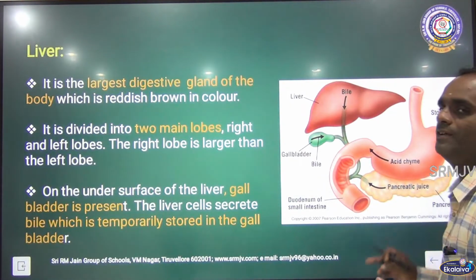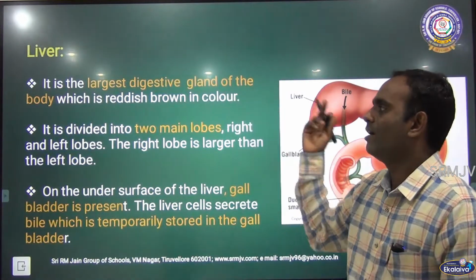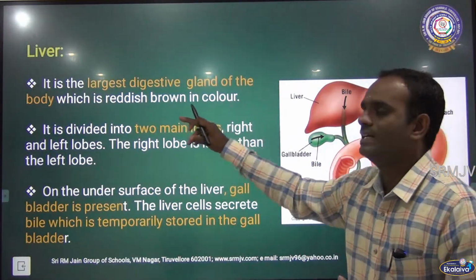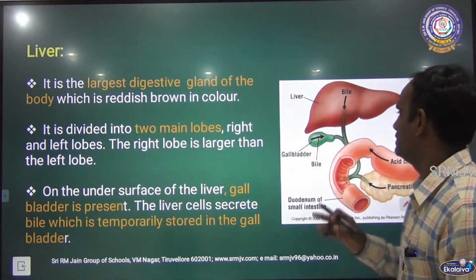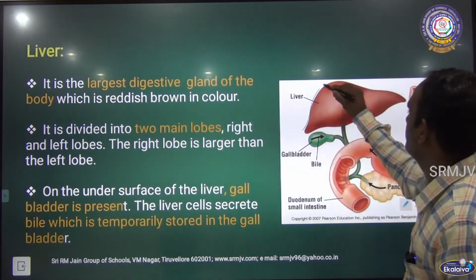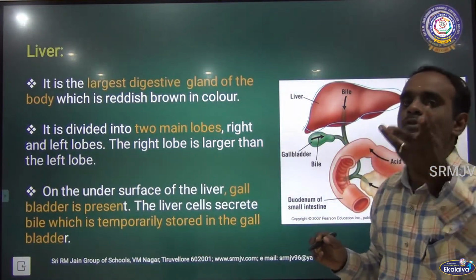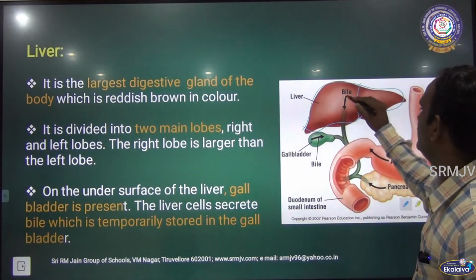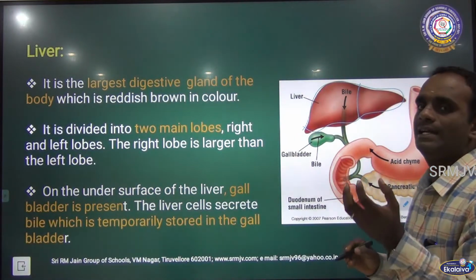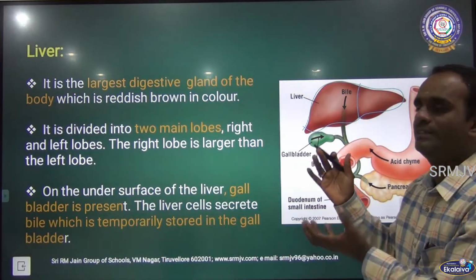Next we move on to the liver. Liver is the largest digestive gland of the body, which is reddish brown in color. See the picture here. This is the reddish brown colored liver. It is divided into two main lobes. This is one lobe and this is another lobe, the right and left lobes. The right lobe is larger than the left.